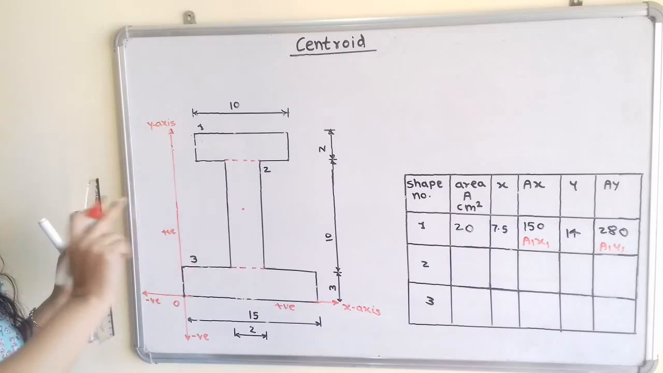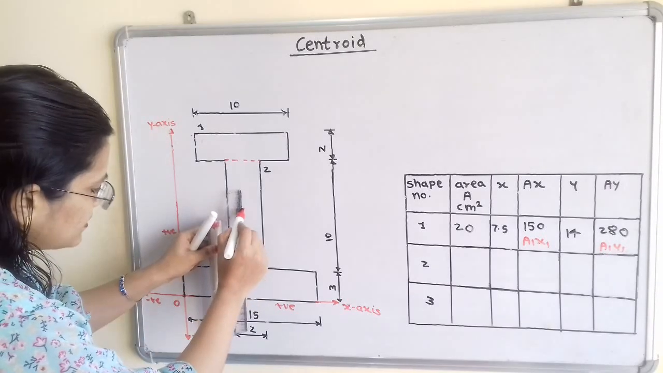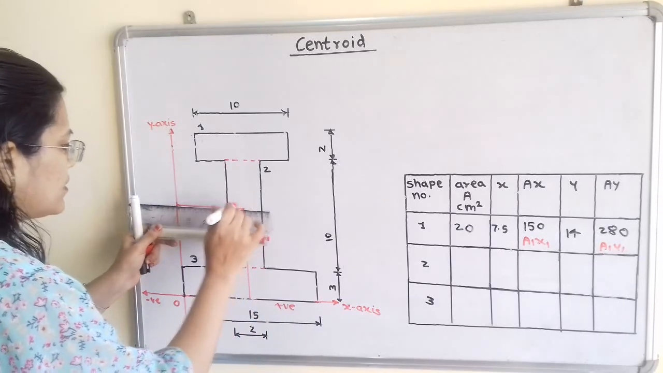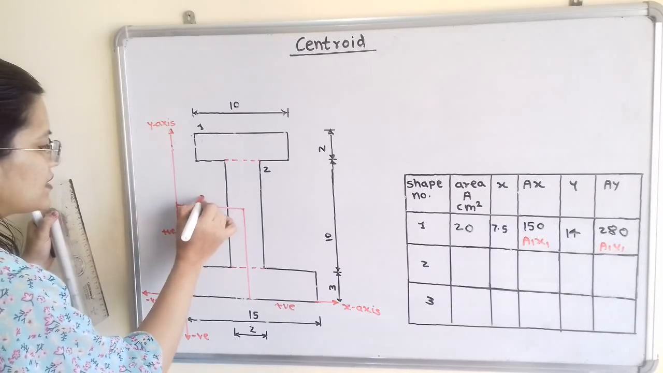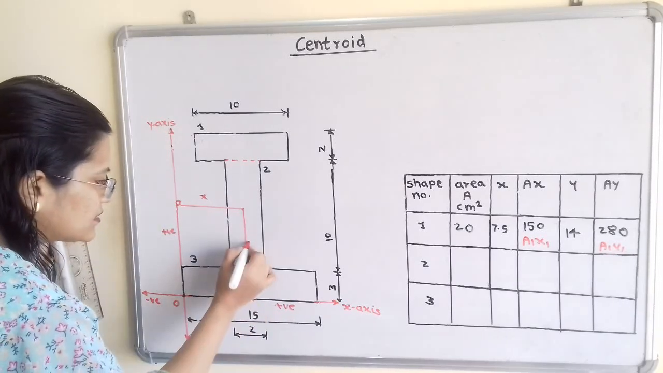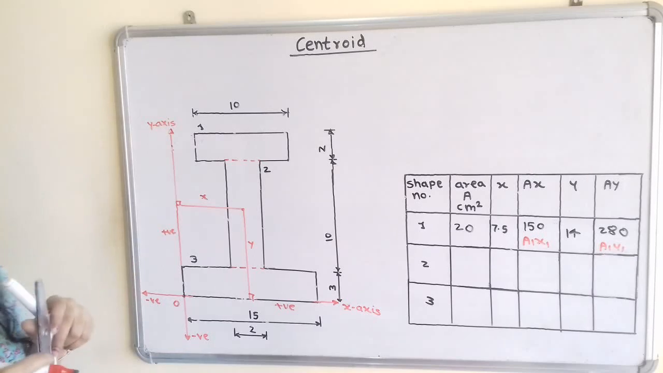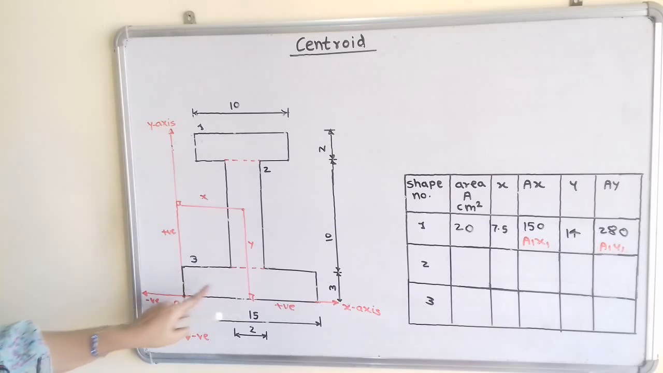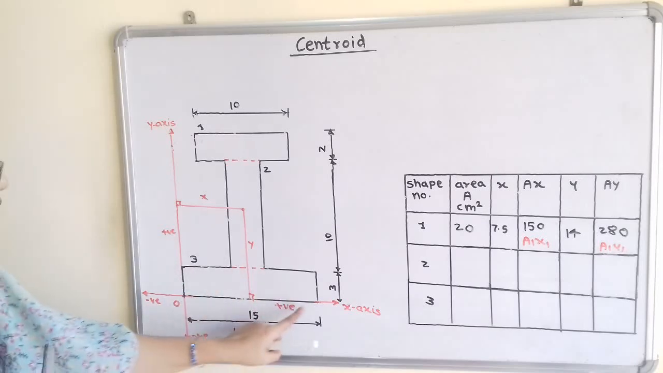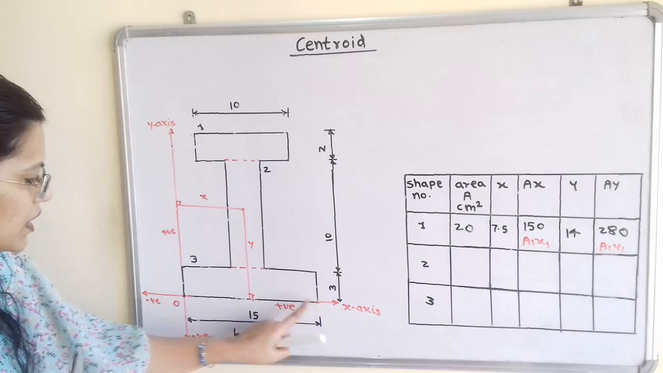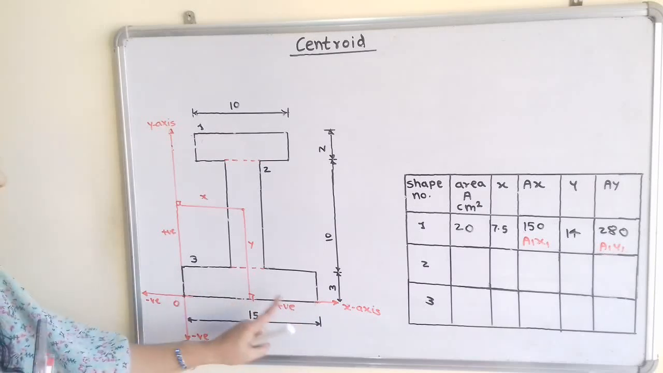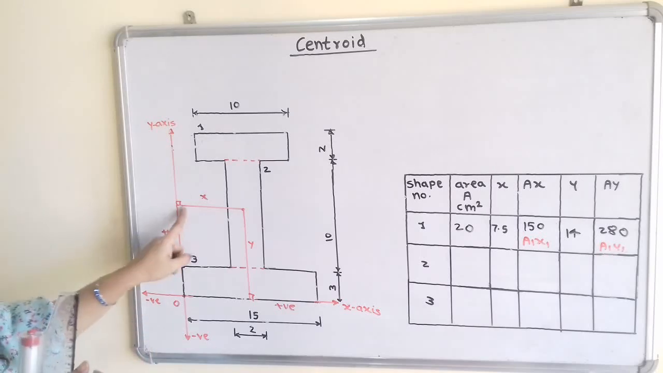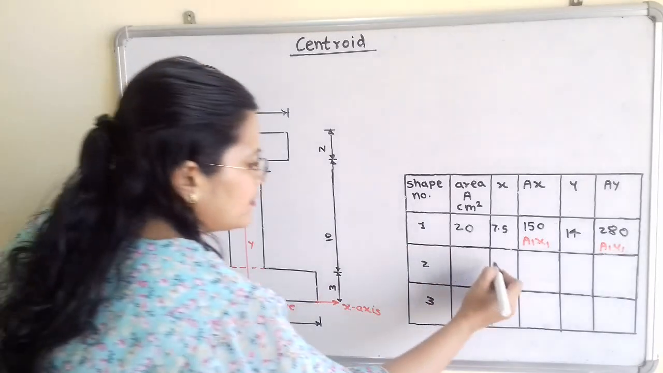Now we will draw two perpendicular lines, one on the x axis and second on the y axis. Now this horizontal distance is known as x and this vertical distance is known as y. So we will measure this distance. If we observe, the center point for all these three shapes is the same, and it is equal to, if we observe here, this total length is 15 and 15 divided by 2 is equal to 7.5. So I will write here the value of x is equal to 7.5.